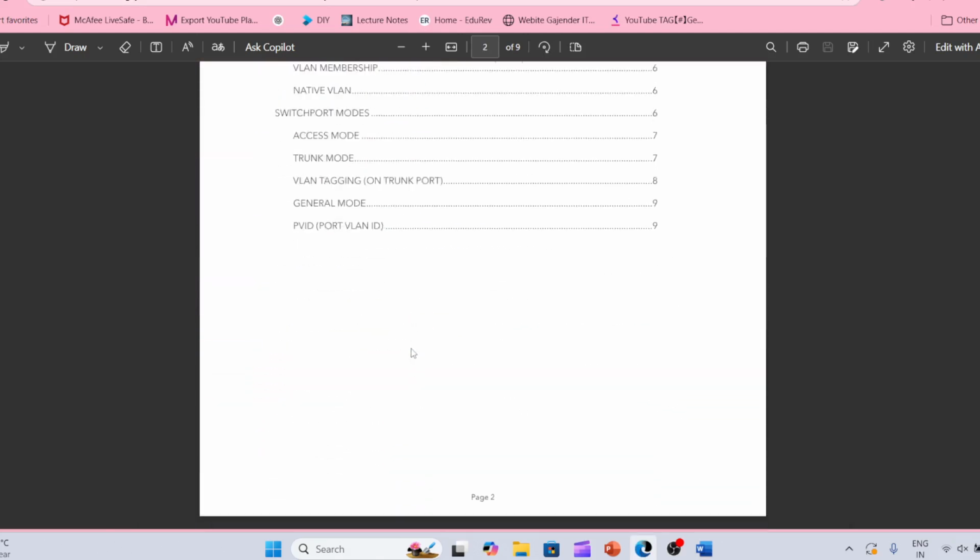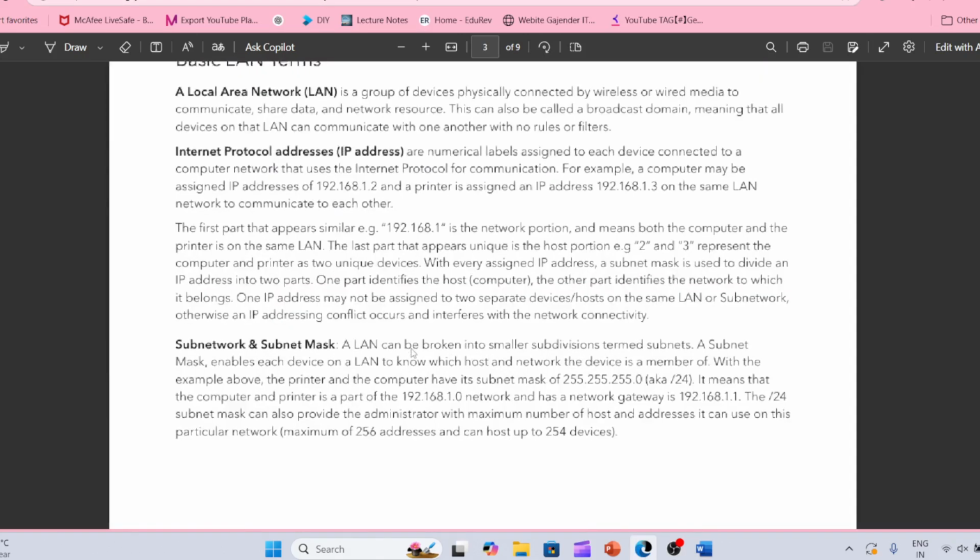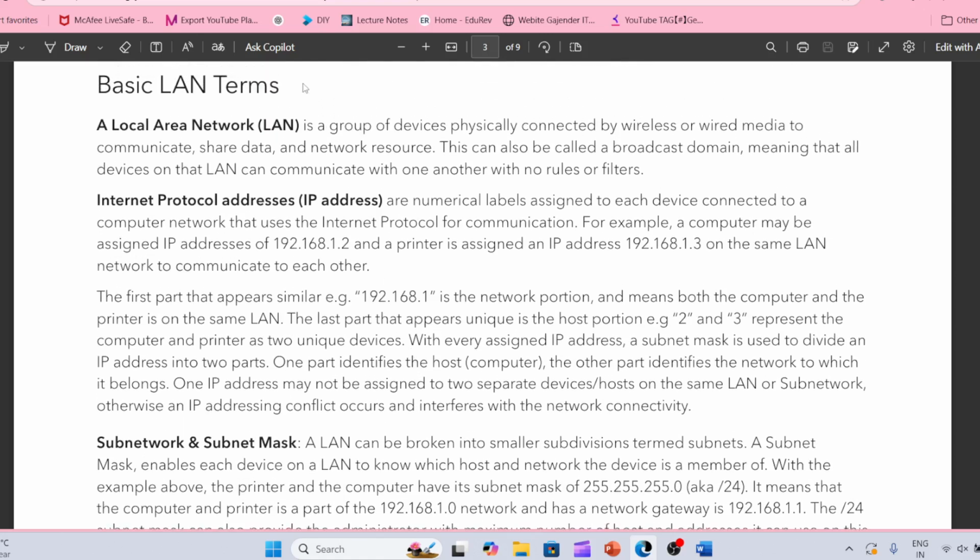I believe you have heard about this. So what is LAN? I believe you know it is a group of devices physically connected by wireless or wired media to communicate and to share data among themselves. This can also be called a broadcast domain, meaning that all devices on the LAN can communicate with one another and there are no rules or filtration.